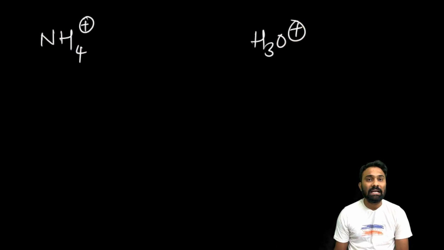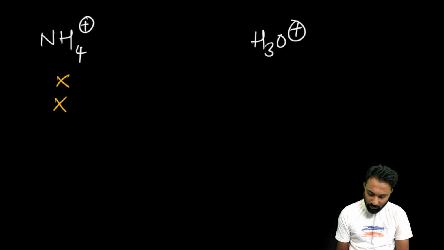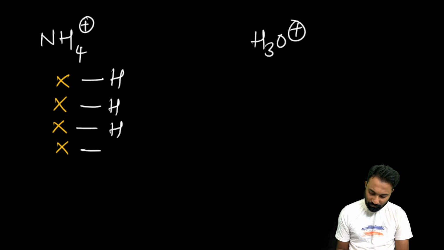Now, suppose cations are given. Cation indicates loss of electron. Now one nitrogen contains how many valence electrons? 1, 2, 3, 4, 5. Now positive charge indicates that one electron has been lost, so total 4 electrons only. Now one hydrogen will form a single bond, so we have 4 hydrogens, 4 single bonds.